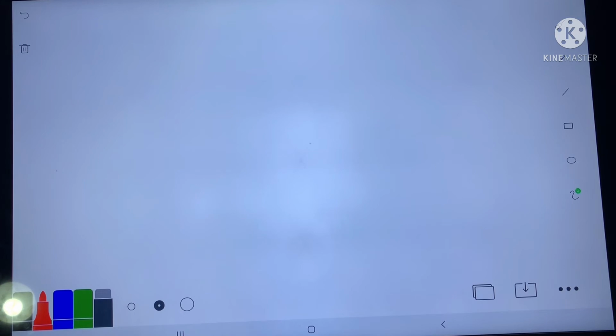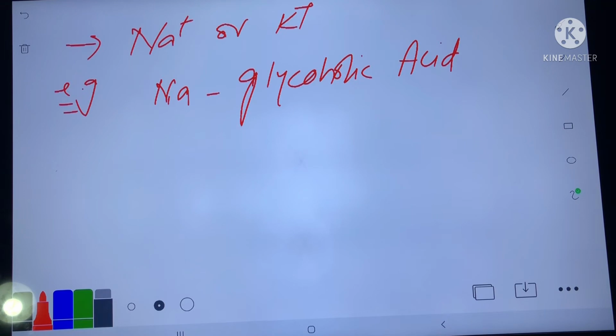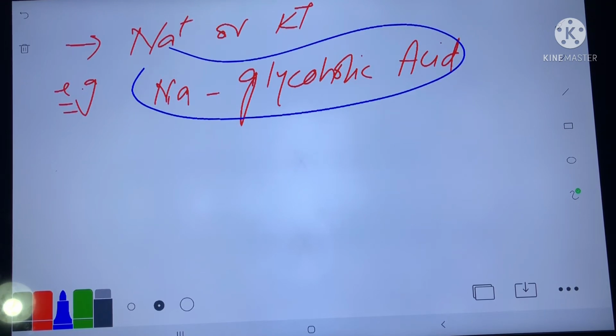Now we will discuss a little bit about what the important bile salts are. Bile salts are salts of sodium or potassium, attached with the bile acids. For example, sodium glycocholate. This is the salt which is present inside the bile secretion from the gall bladder.